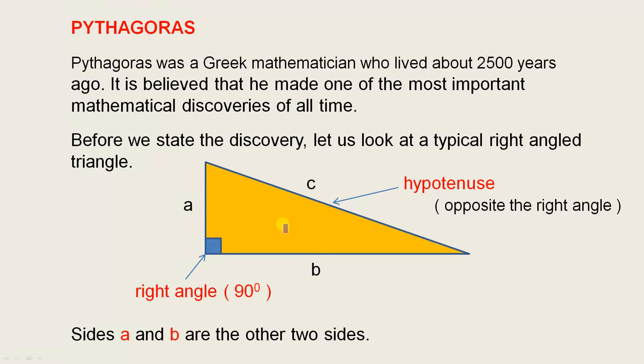So here's a triangle, of course it has three sides and three angles. It's called a right angle triangle because this angle here is a right angle, which means it's 90 degrees. We have A, B and C for the lengths of the sides. This side is called the hypotenuse because it's opposite the right angle. So sides A and B are the other two sides. So there's the hypotenuse because it is opposite the right angle, and there's sides A and B.